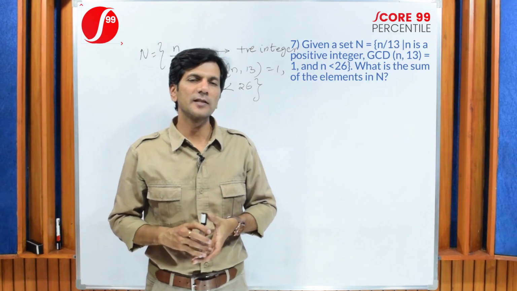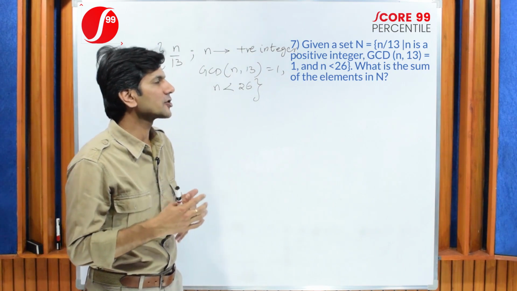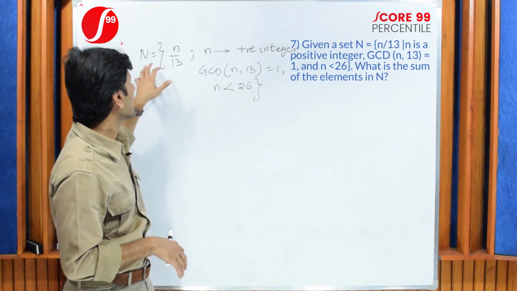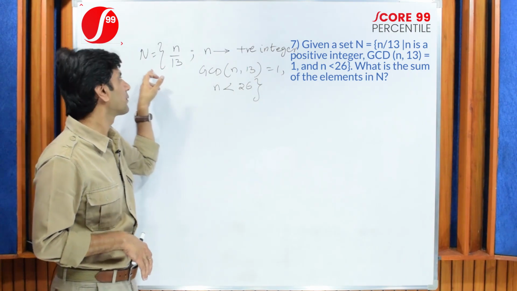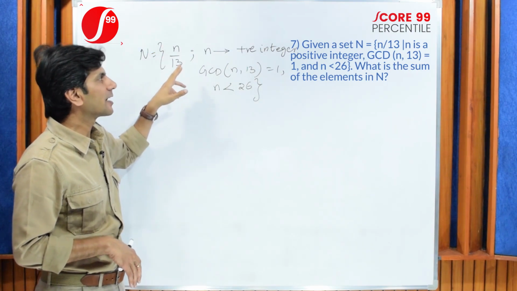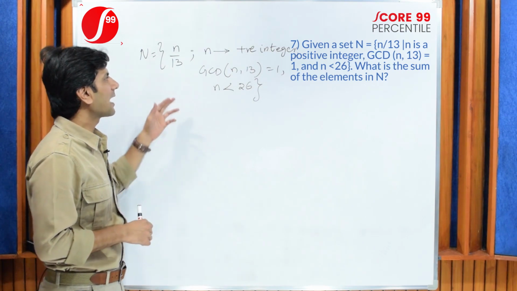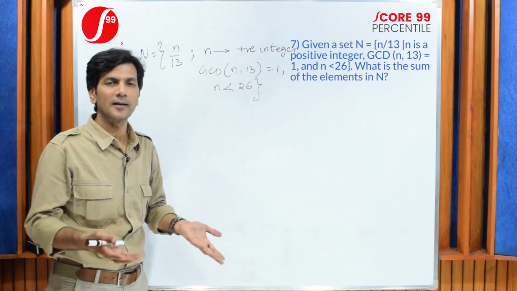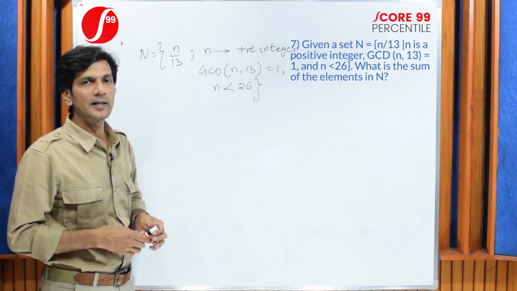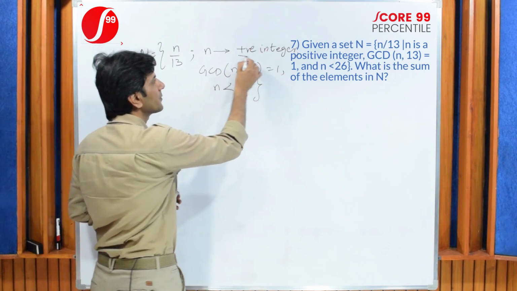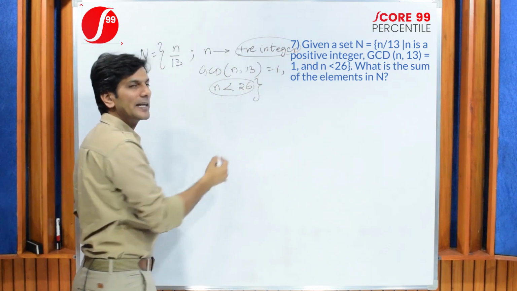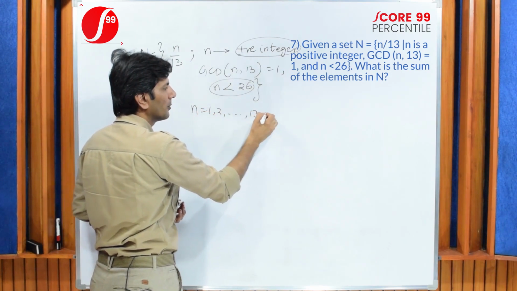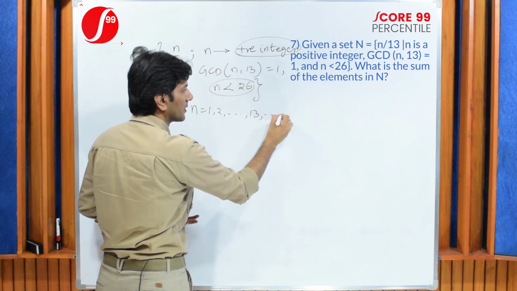Now the next question has given you information about a number in the form of a set. So you're given that the set consists of all numbers of the form n over 13 such that n is a positive integer, and GCD of n and 13 is 1. GCD is again nothing but your highest common factor, HCF. n is less than 26. So number one, positive integers less than 26, which means n will take values from 1 to 25.